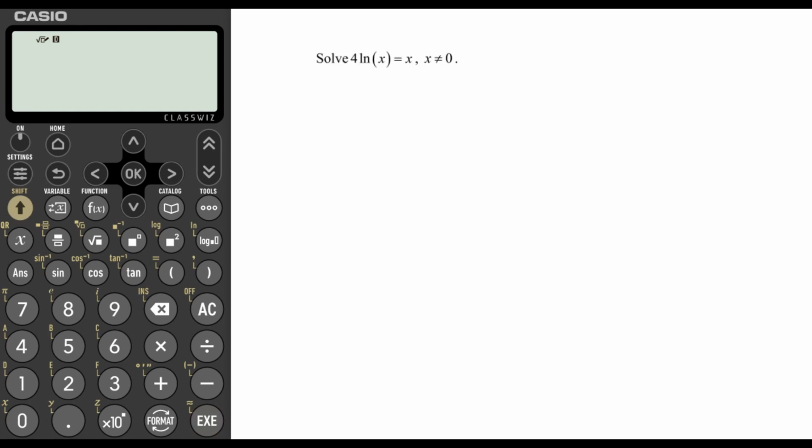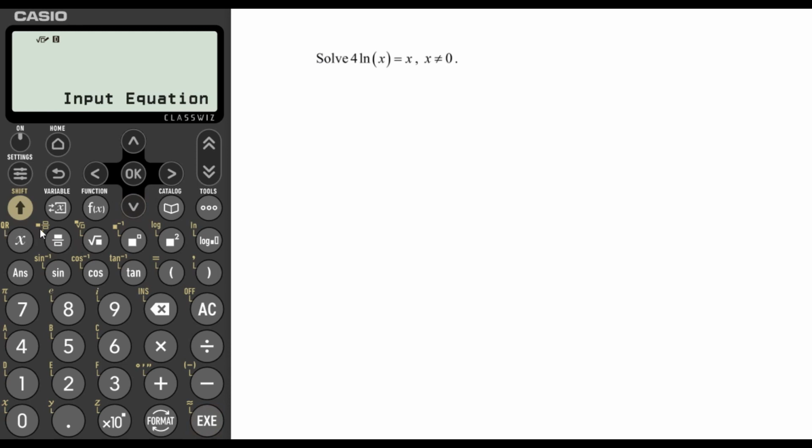We can solve certain types of equations using our calculator. In this example, we have to solve 4 times the natural log of x equals x, where x doesn't equal 0. From the main menu, go to the equation sub-menu and then press execute. If we scroll down to solver and then press execute, we need to input in our equation.